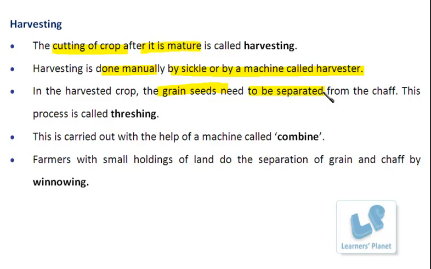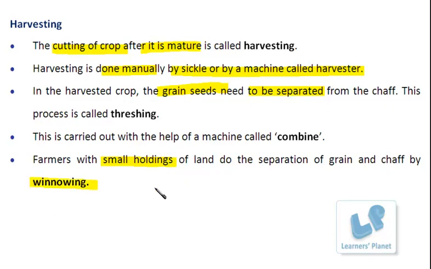Now what will happen? We have two things together, grains which are separated from the chaff. So the next step is the separation of chaff and the seeds, and this separation is done with the help of a different machine. Even it can be done at a small scale, manually, if the farmer has a small holding of land. This manual separation is known as winnowing.